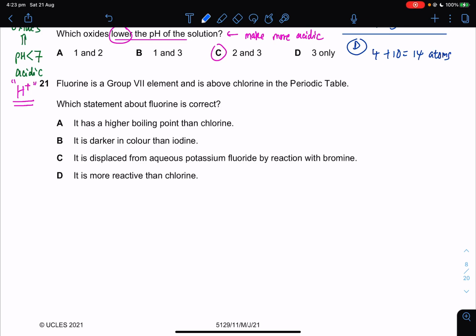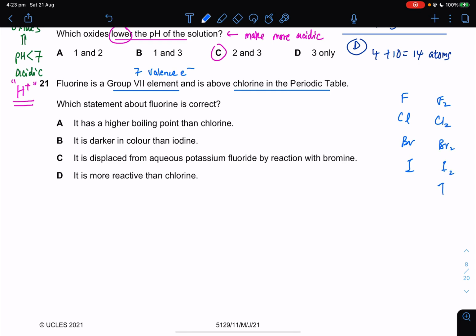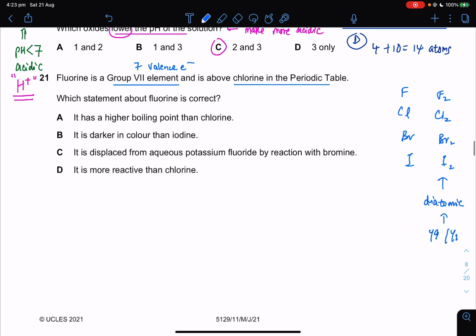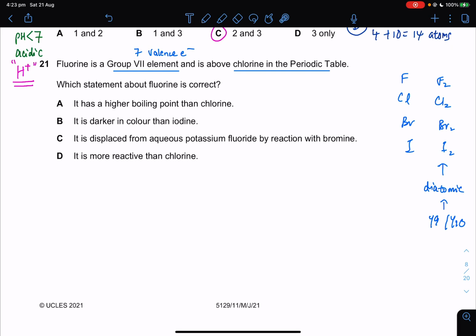Question 21. Fluorine is a group 7 element, meaning there are 7 valence electrons, and it is above chlorine in the periodic table. So you have fluorine, chlorine, bromine, iodine. As you know, these exist as diatomic molecules. Diatomic molecules are part of chemical formula back in year 9 or year 10. It means that there are two of the atoms forming a covalent bond.